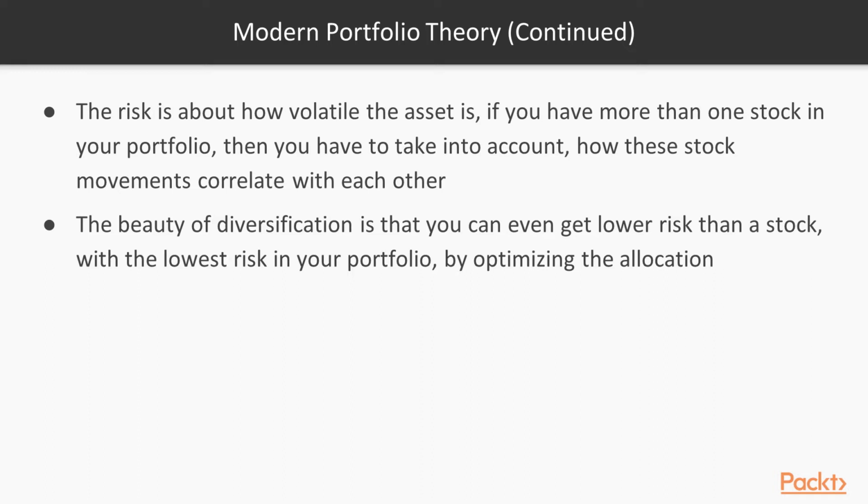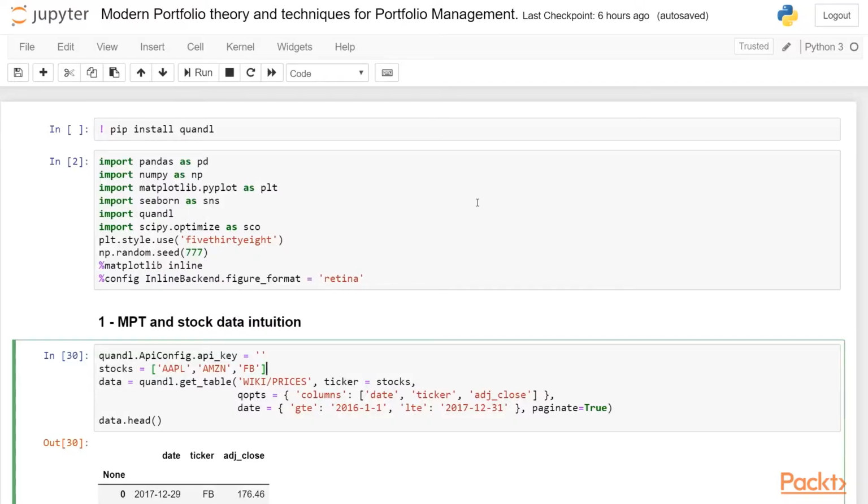Now let's go into the code and see the data we'll be using for this section. In order to get the stock data, we'll need to install a library called Quandl, which we will do by using pip install Quandl. We'll also need to go to quandl.com to generate our own API key, which we'll later use to get the stock data.